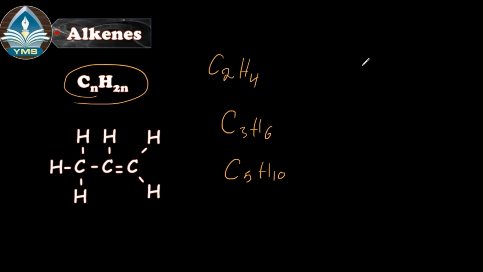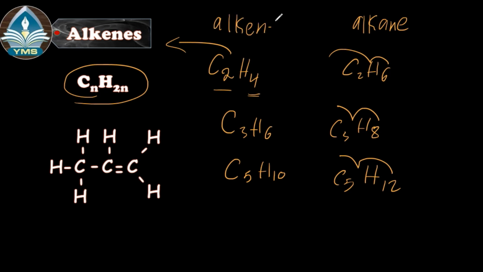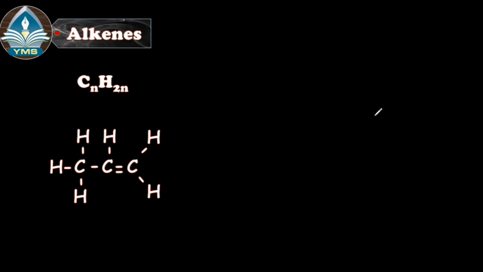This is how you know the difference. Is it alkane or alkene? If you have C2H6, C3H8, C5H12, this is double plus 2, double plus 2, double plus 2, so these are alkanes. And this is only double, so it is alkene, because sometimes you need to classify compounds like these as alkane or alkene. This is how we know.